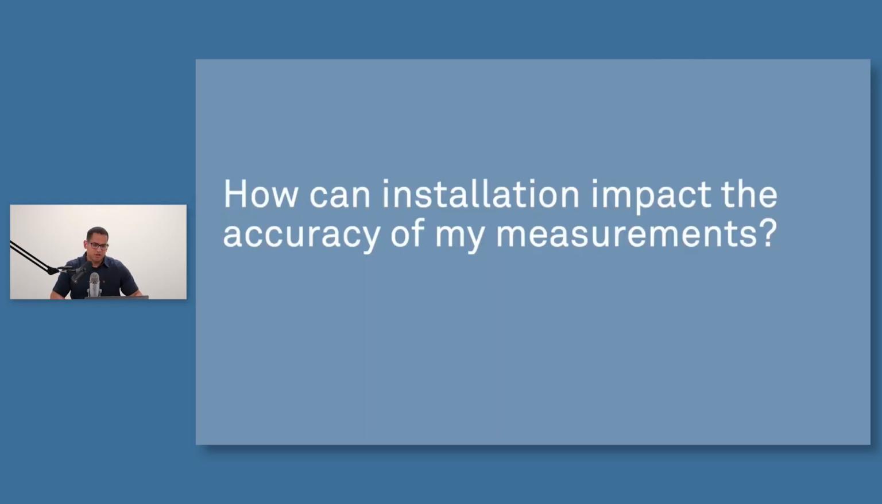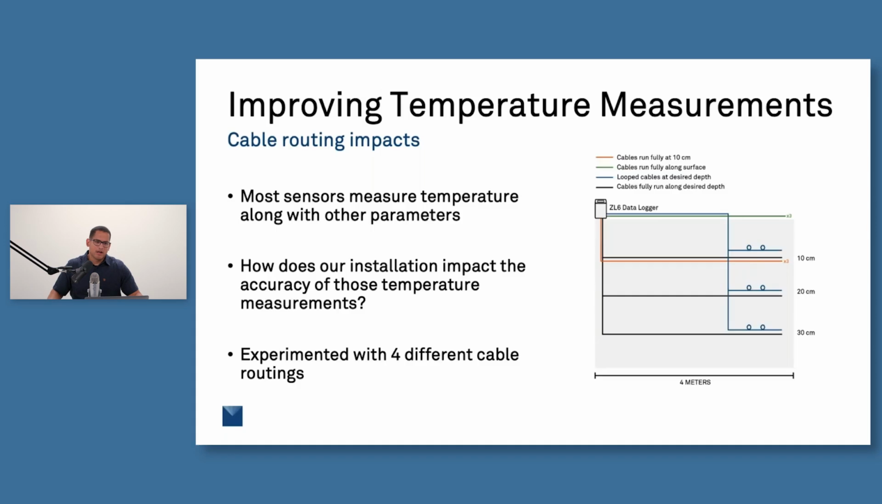So we talked about application and how to choose the right sensor, but I decided to add this part to the webinar just because I think it's a really interesting thing to think about. And that is, how can installation impact the accuracy of my measurements? In this example, I'm going to focus on temperature measurements, but I think a lot of this applies to some of these other applications. In some cases, we need accurate temperature measurements to go along with this as well. We did a research project last summer on how cable routing impacts our temperature measurements and their accuracy.